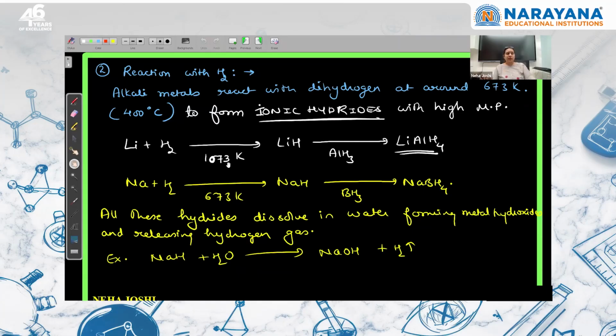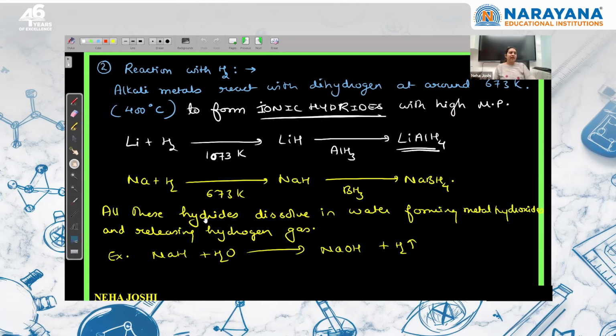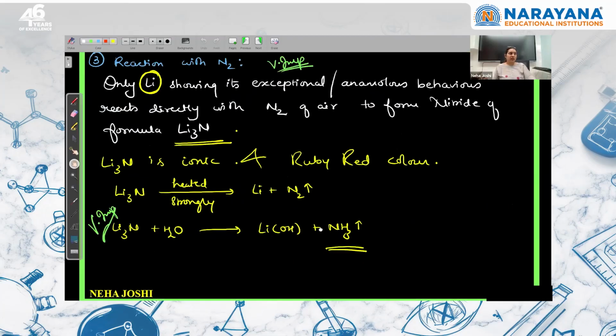Lithium can react, but around 1100 Kelvin. The temperature is much increased, but yes, it can react. LiH is useful, as we have already done yesterday, that these saline hydrides are useful for preparation of other important compounds like LiAlH4 and NaBH4. They are also a source of hydrogen, done yesterday.